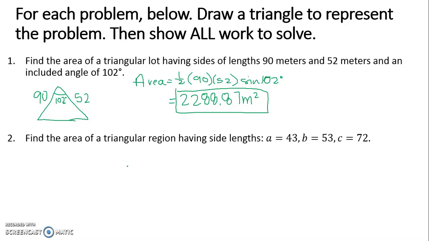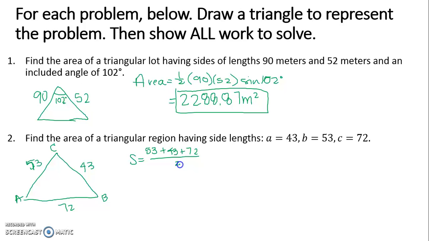For number 2, find the area of a triangular region having side lengths A equals 43, B equals 53, and C equals 72. So again, a triangle never hurts. A is 43, B is 53, and C is 72. I know all three sides, so I'm going to use Heron's formula, or that second area formula. First, I need to find S, so I'm going to add my three sides together and divide by 2. When I do that, I get 84.